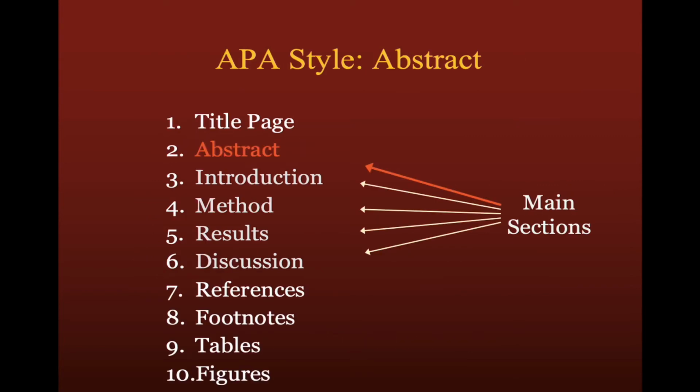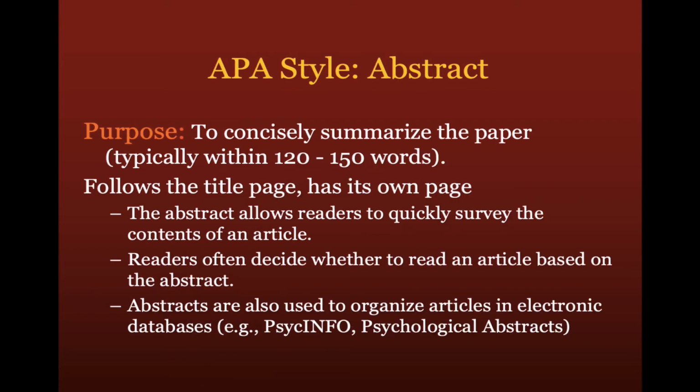All right, so I said I would come back to the abstract, so let me do that now. So the purpose of the abstract is to provide a concise summary of your paper. And depending on the journal, the word limit can range from 120 to 150 words. And you'd be surprised at how quickly you run out of words in your abstract. The abstract always comes right after the title page, and it's on its own page, and the heading's called abstract.